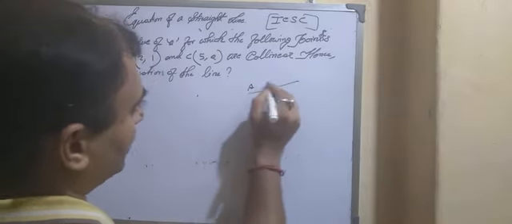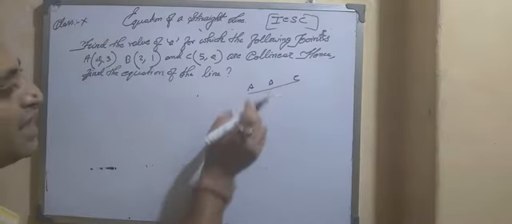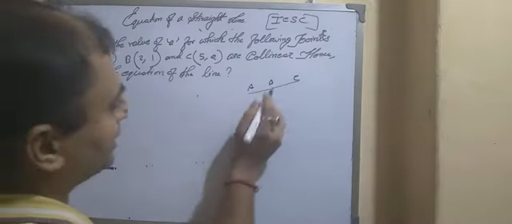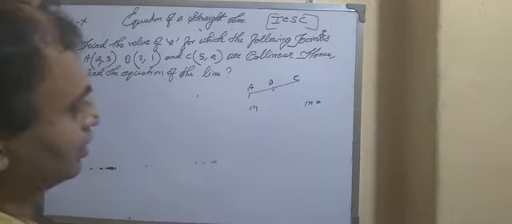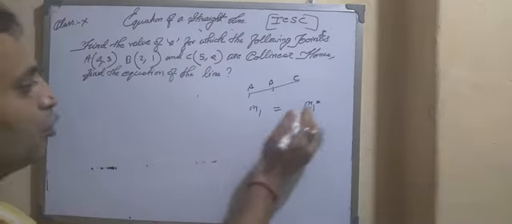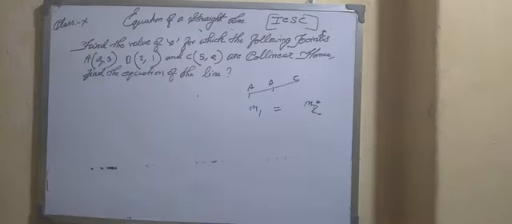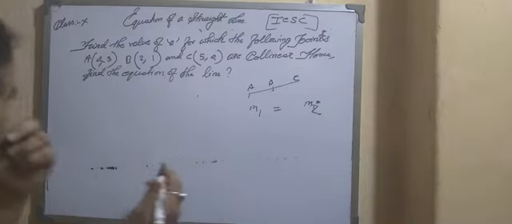Okay, A, B, C. Now we can find out the gradient for A and B, and also find out the gradient through B and C. As it is said that these points are collinear, both the gradients will be equal. That means m1 equal to m2. Okay, now let's go.